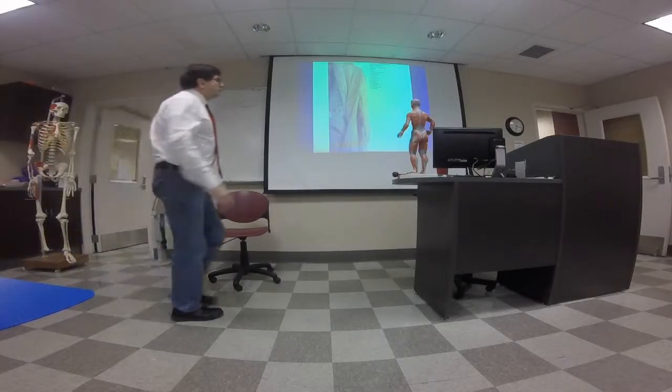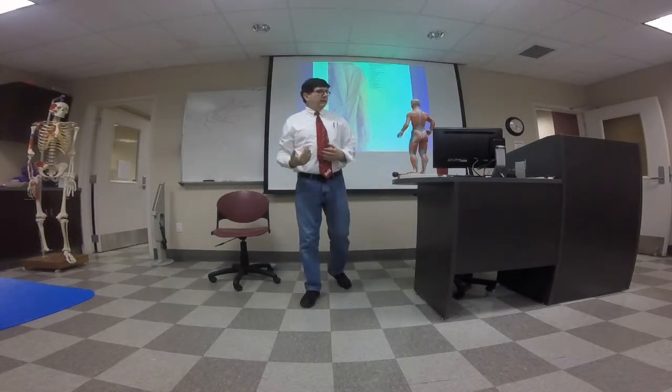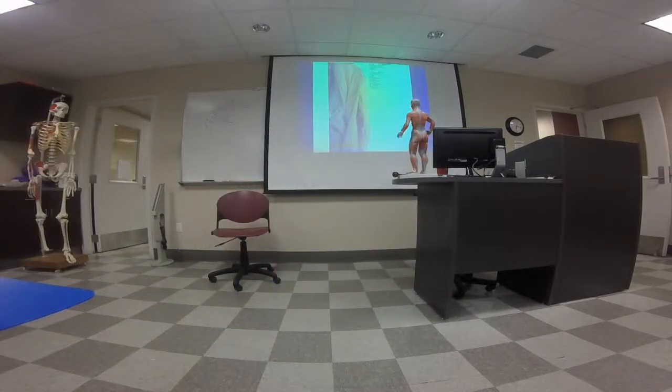Now the sartorius is crossing the anterior thigh from lateral to medial. If we look at, I think we lost the sartorius on this one. Hold on.